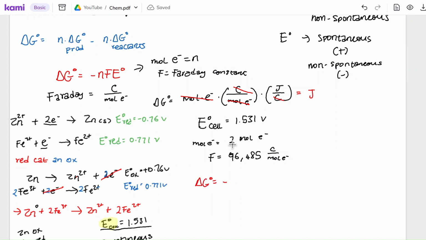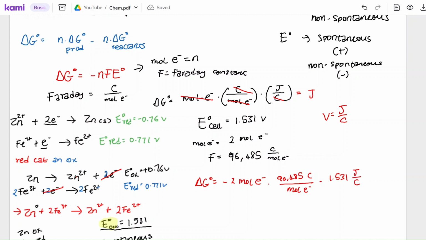Do the negative of the N, which is the 2 moles of electrons, times Faraday's constant, which is 96,485 coulombs per mole of electrons, and then finally the Ecell, which is 1.531. And instead of using volts, like I said earlier, we use joules per coulombs, which is the same thing as volts. V is equal to J over C. So we use joules over coulombs so we can cancel out the coulombs.